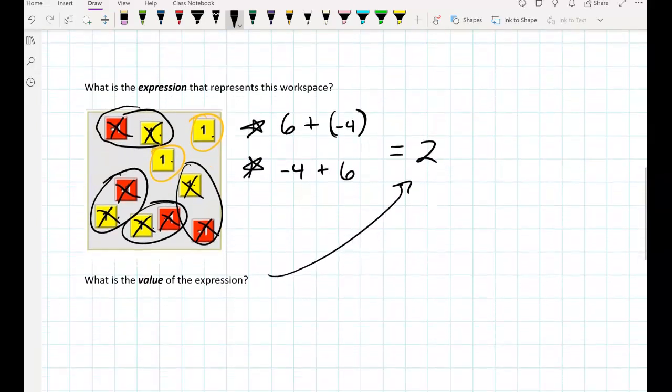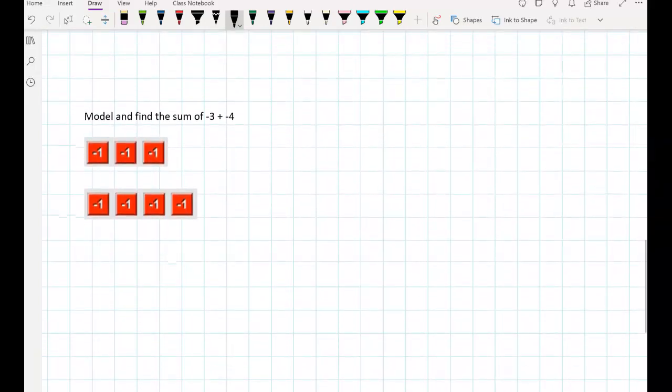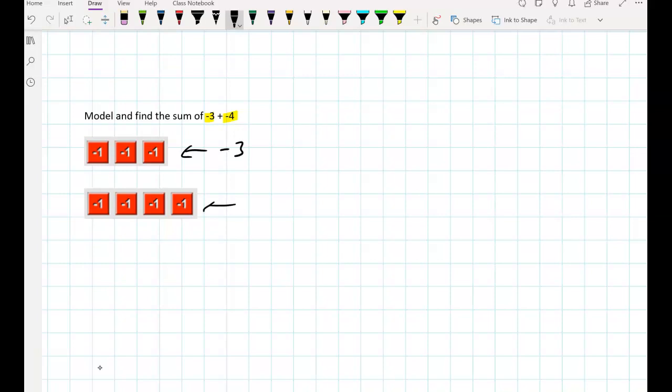Fantastic. Let's take a look at one more. Now this one says we are going to model and find the sum of -3 plus -4. Now notice that both the numbers that are in this are negative. -3 plus -4. Okay? Well, here we see -3. Here we see -4. Are there any 0 pairs? Do you see any 0 pairs where you have a positive and a negative that cancel each other out? No, you don't. All you see are 3 negatives and 4 negatives.